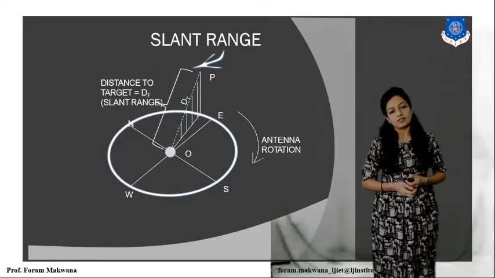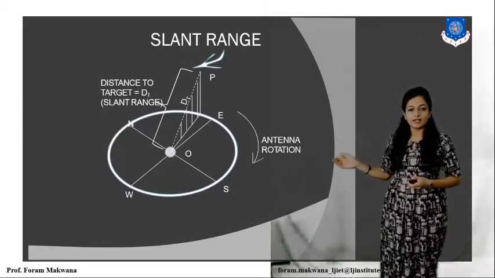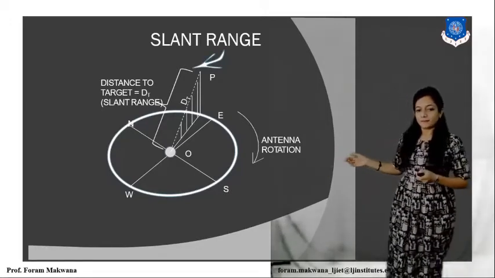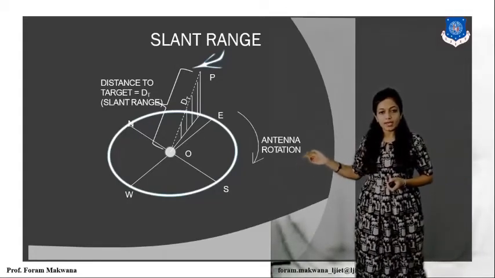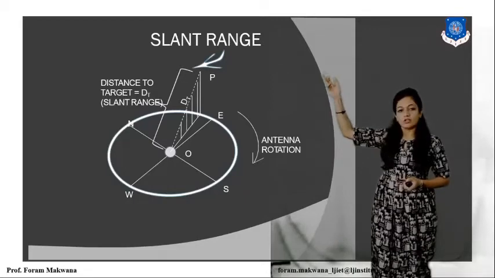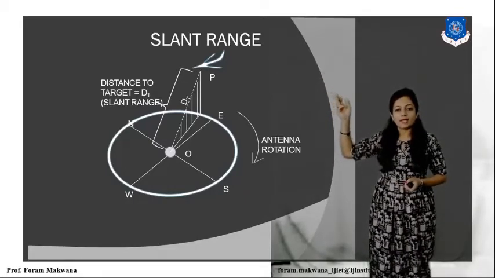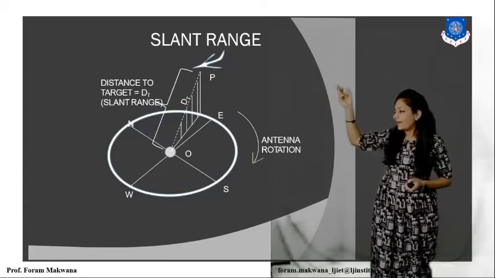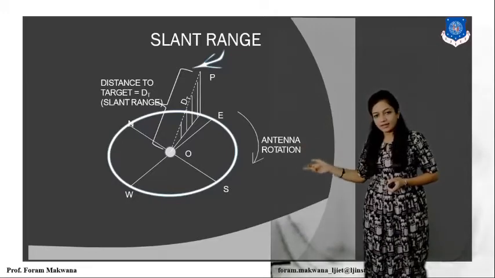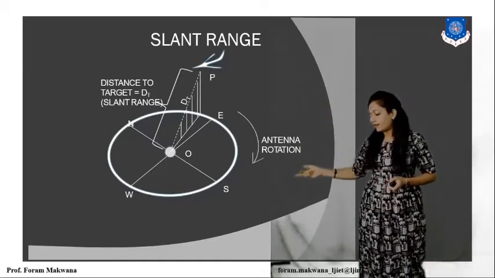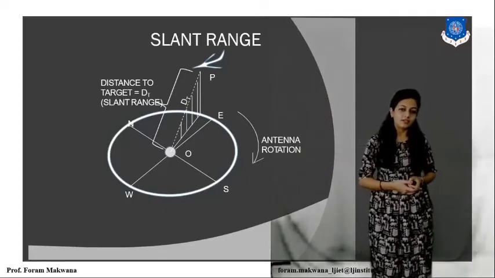Now what is slant range? Slant range is the distance to the target. Consider my radar is at the O position and the target is at the P position. If I need to calculate how far my target is, the distance between the target and the radar in the slant direction is called the slant range. Alright.